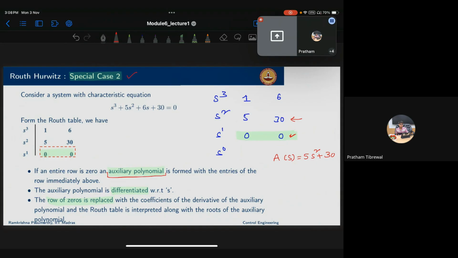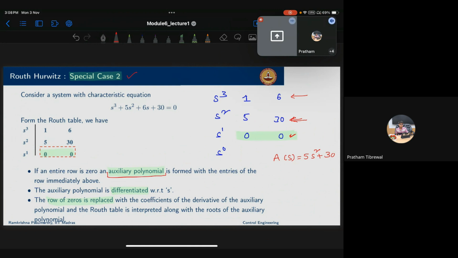Okay, so 5s² plus 30 is the row we eliminate. Sorry, no. If we get this row, we'll take s³ plus 6s. Got it? Because usually this row has odd powers and this row has even powers. Clear? Yes, that's already clear.